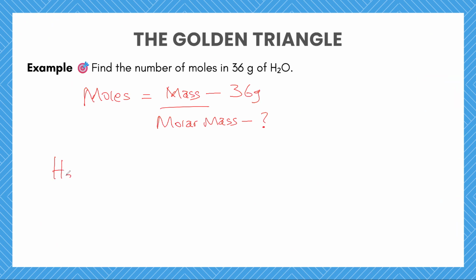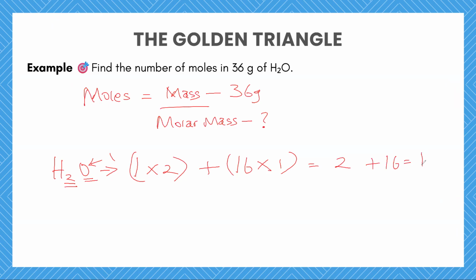So we have H₂O. The relative atomic mass of hydrogen is 1, and we have 2 atoms of hydrogen. So that becomes 1 times 2 plus the relative atomic mass of oxygen is 16. And we have just 1 atom of oxygen, so it becomes 16 multiplied by 1. Altogether, we have 2 plus 16, which gives us 18 grams of water as the molar mass, 18 grams per mole.